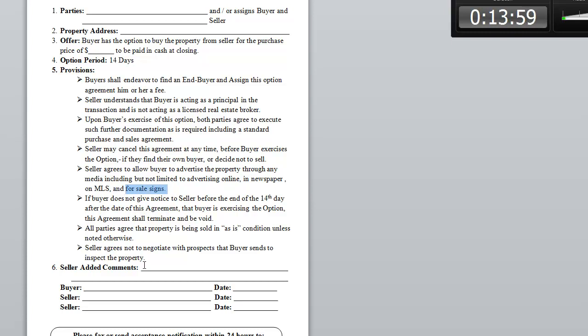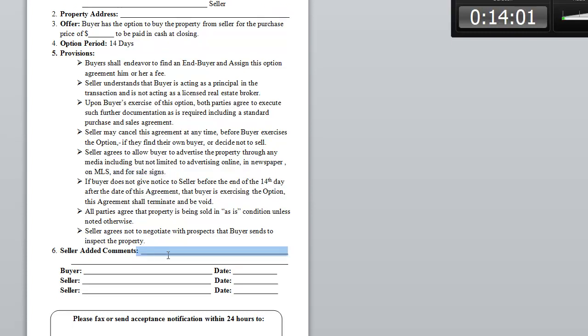If they have other comments, they can put them in the comments here. And then you sign it, they sign it, date it, and put in your contact information here so they can fax or email this back to you. So whatever your contact information is goes here. Got it? Simple enough, right?